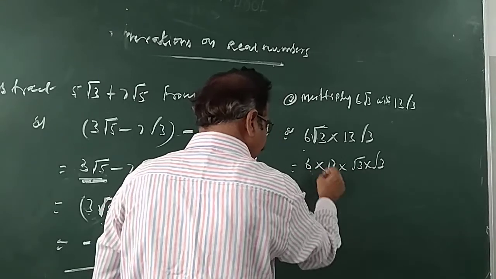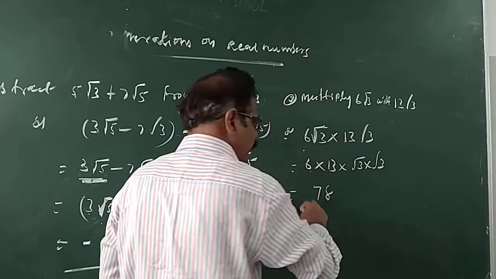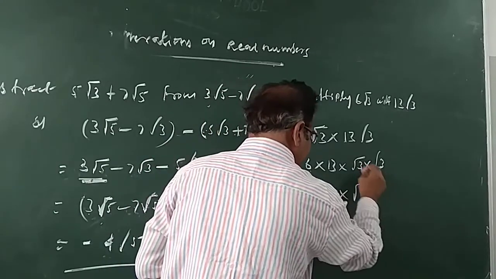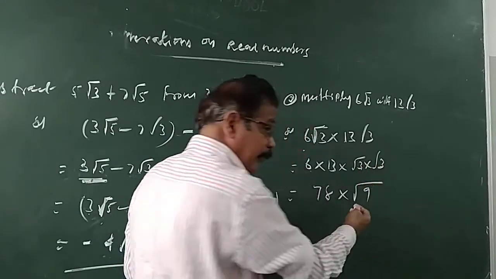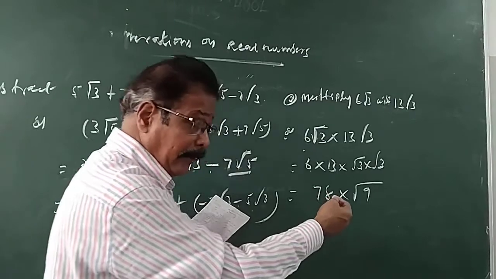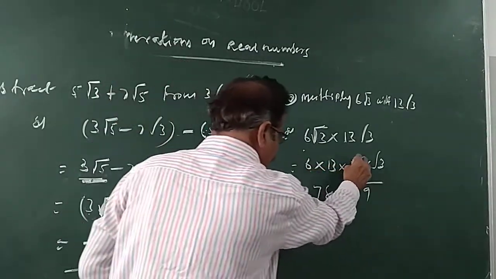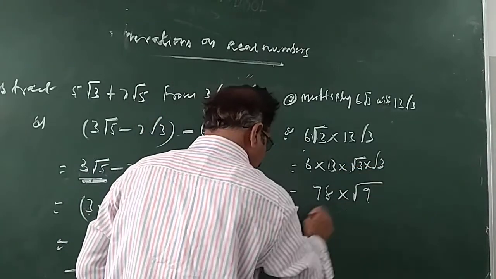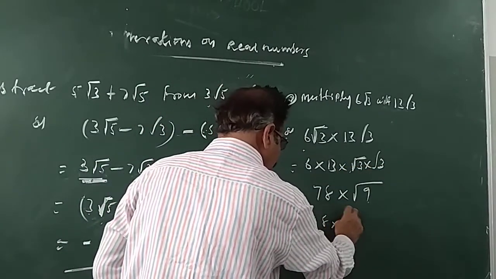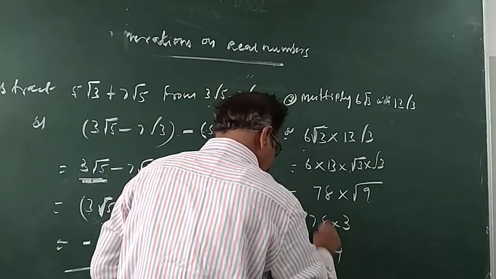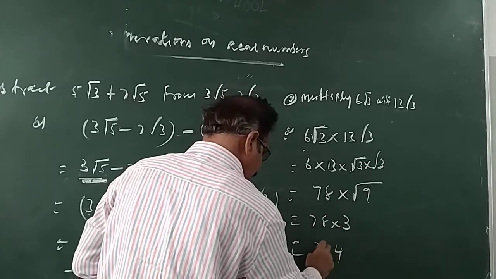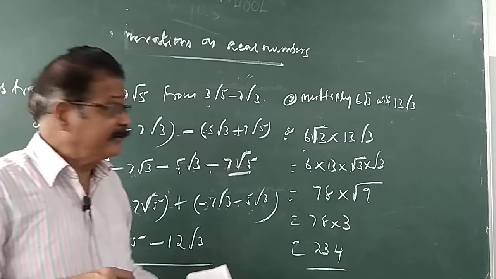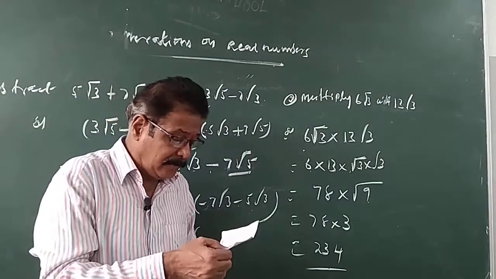6 times 13 is 78. Root 3 into root 3 is root 9, because 3 into 3 is 9. When you multiply the same irrational numbers, you can keep them in the same root. Root 3 into root 3 is root 9. 78 into root 9, which means 3, gives 234. Like this, we can do the problems.